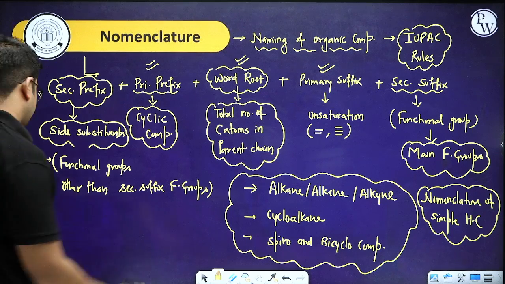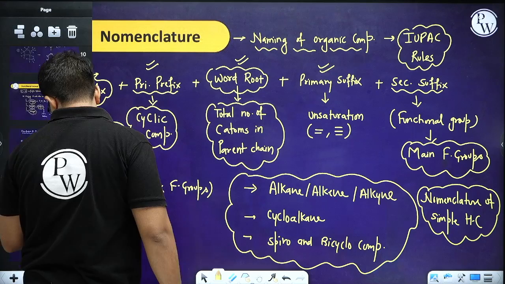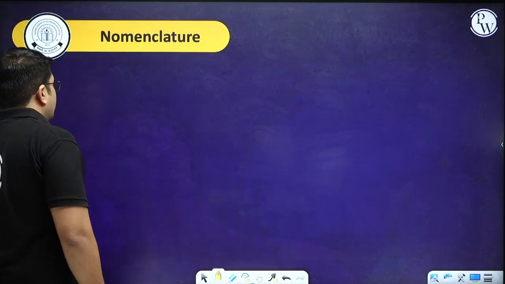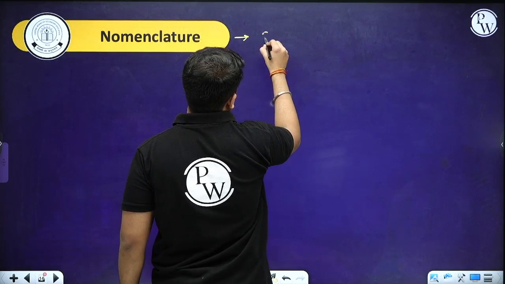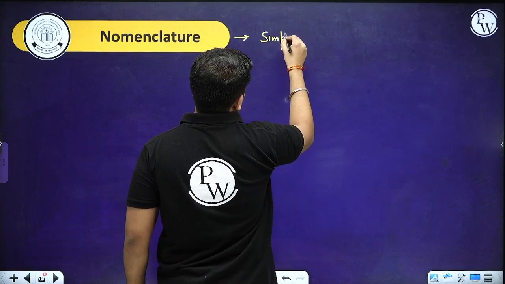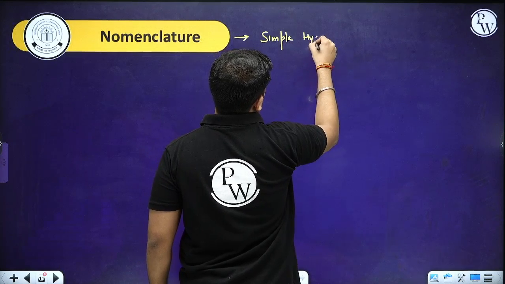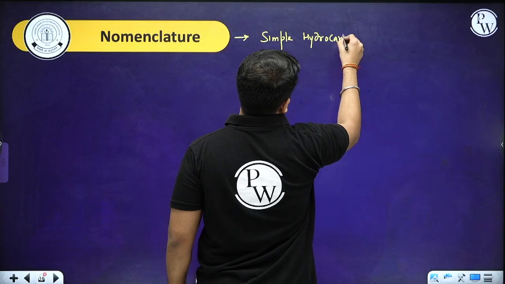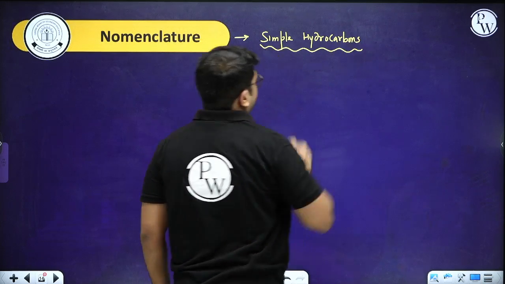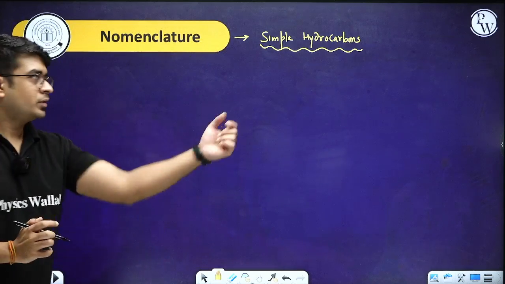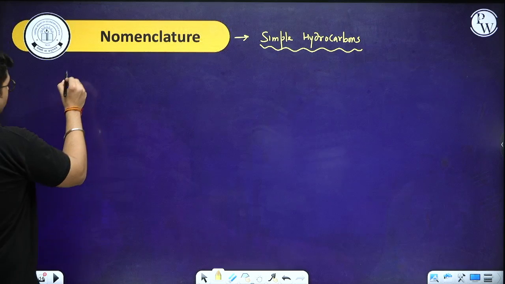Okay, now let's start with the nomenclature part. And in this case, we are using the nomenclature of simple hydrocarbons. Okay, simple hydrocarbons. So in this case, there are certain set of rules.